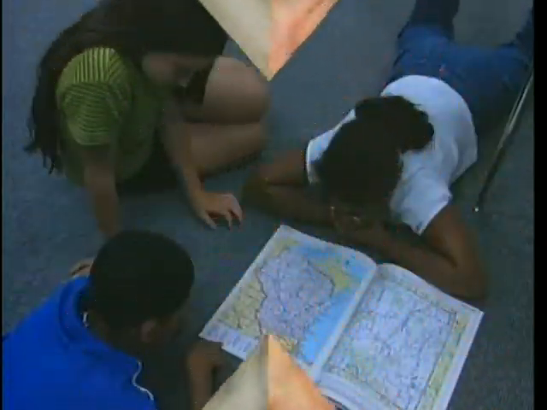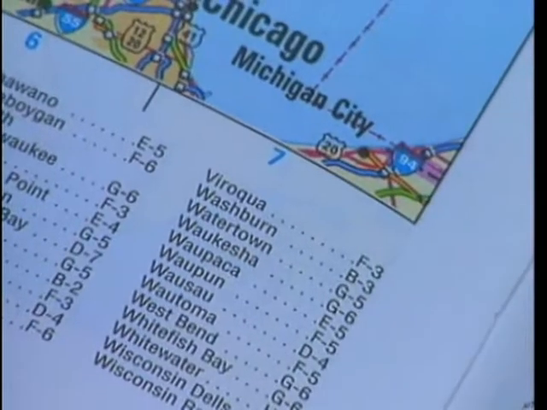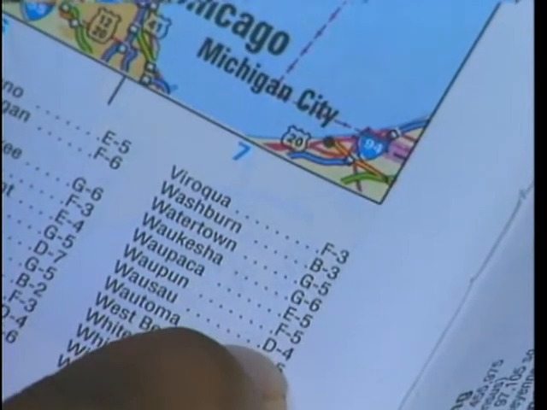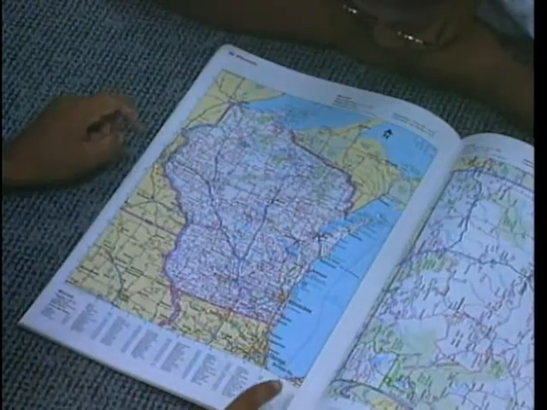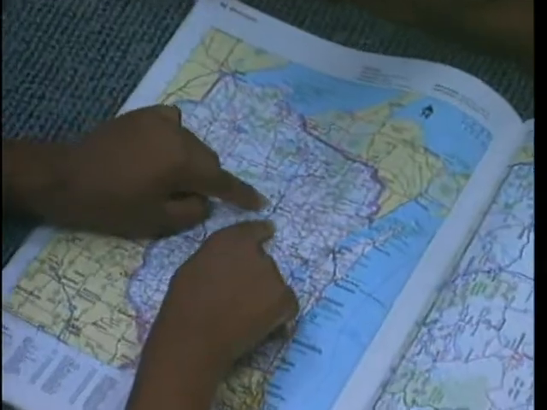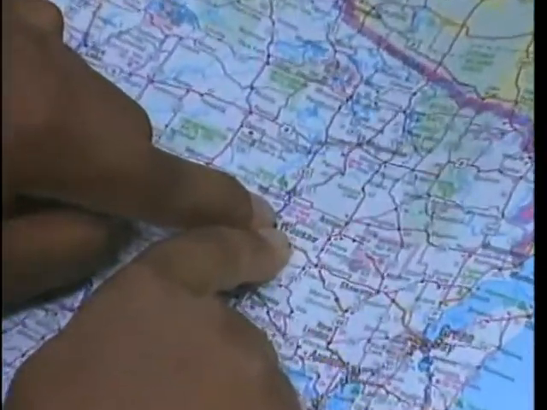Here is a map of Wisconsin. If you wanted to find Wausau, you would look in the index to find the letter and number for the grid. It says D4 for Wausau. Then put one finger on D and another finger on 4 and follow them across until they intersect.